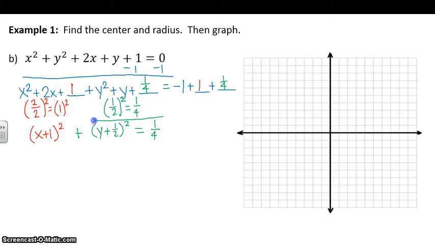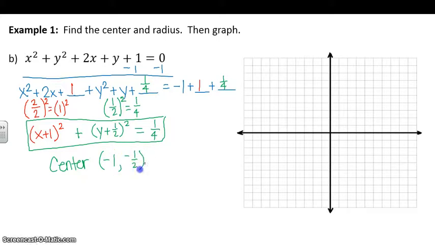So this is the first part, because on your homework they're going to ask you to write the standard form of the equation. Here they didn't, but they will on your homework. So now we can pick out the center. So where's my center going to be? So -1, comma -1/2. You do the opposites of the x and y in the parentheses. And then your radius, this is r squared. So then that means r is 1/2.